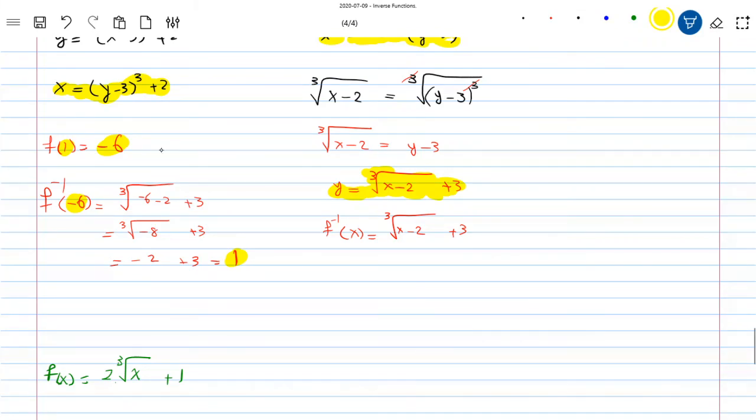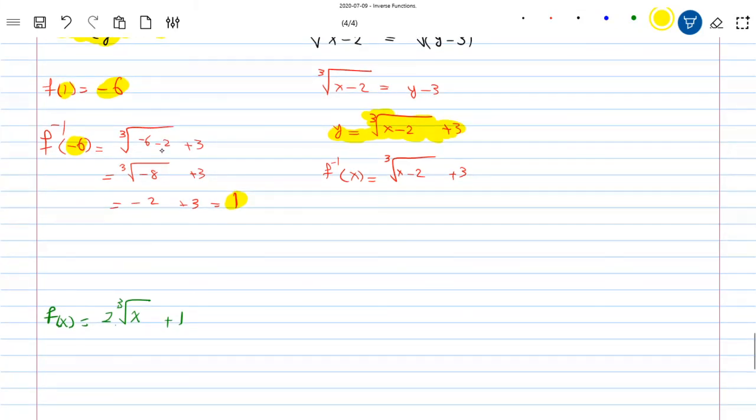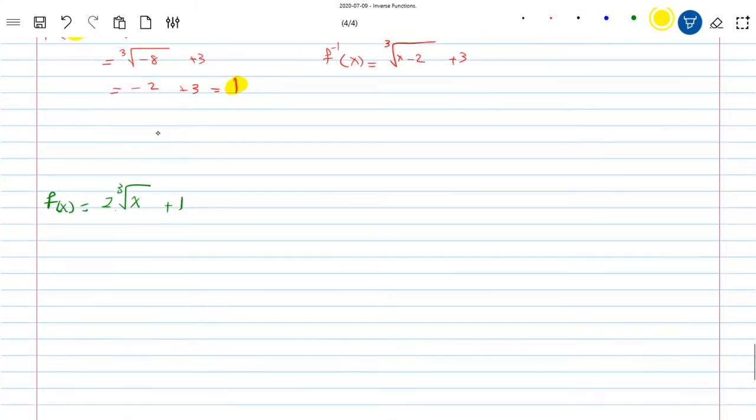You can check by numbers. You can go through your process one more time. You can do the composition. Composition is the correct version of checking, but you can always check with numbers as well.